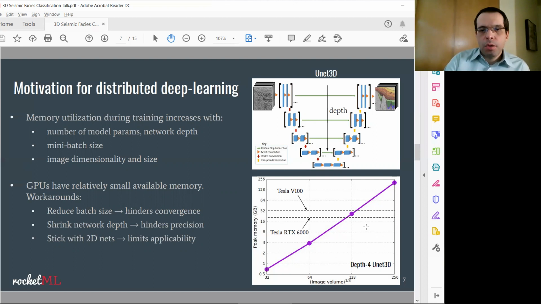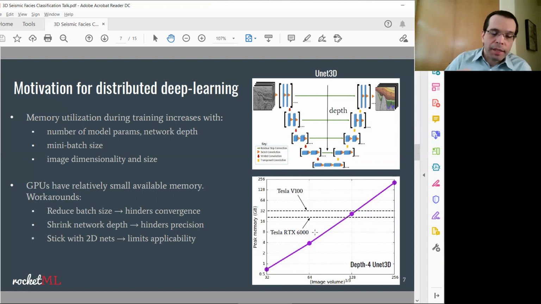So for example, here I show a typical result of training a 3D segmentation network. In fact, we use a depth 4 UNet 3D. And I show the peak memory as a function of the image size, the linear image size. And as you can see, soon enough, you reach the memory limit of these pretty standard and state-of-the-art GPUs. Like by size 128, you're already above the Tesla RTX 6000 memory capacity. And if you just double the size now, you're above pretty much all the existing GPUs. And GPUs, more so than CPUs, are known to have relatively small available memory, right?